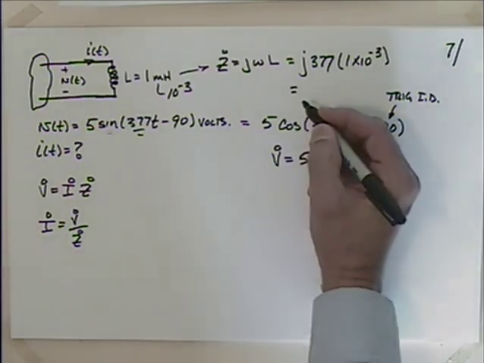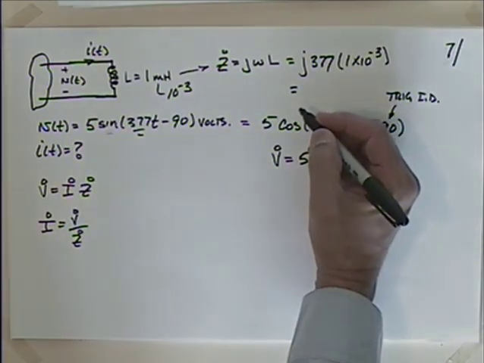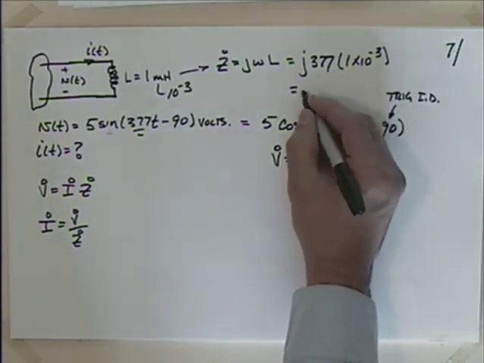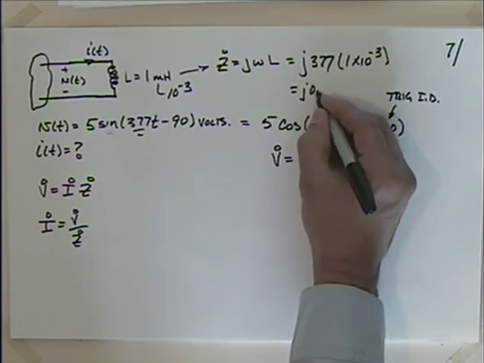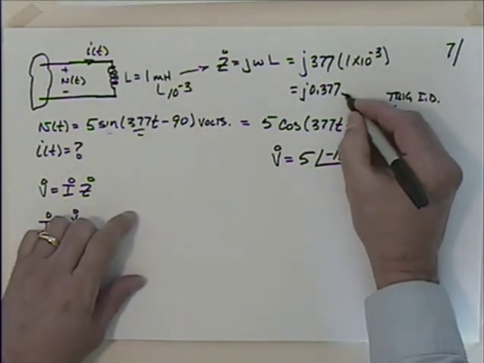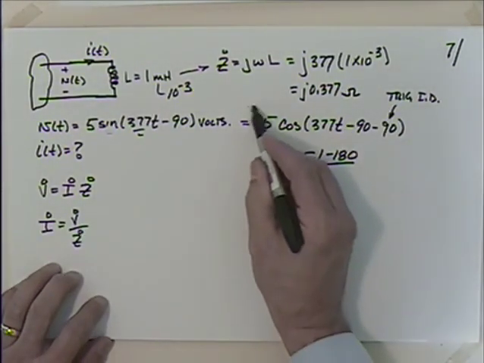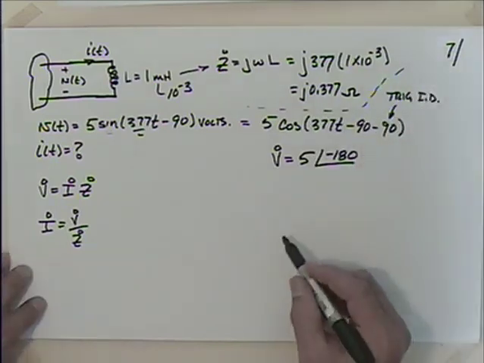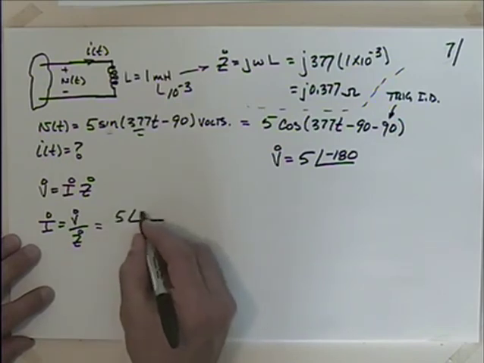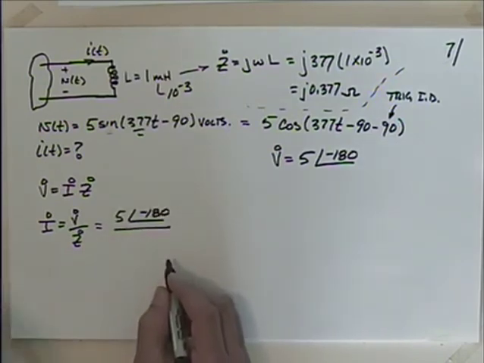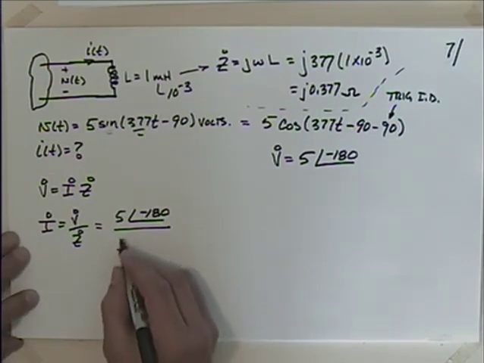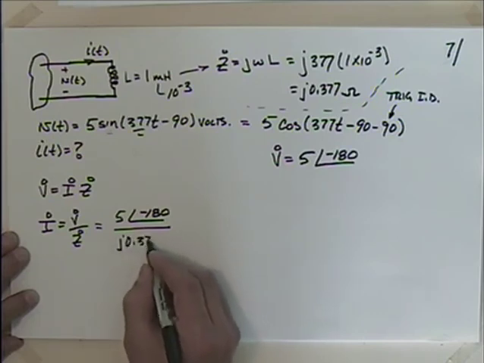So this turns out to be equal to, what is that? 1 times 10 to the minus 3 just is j at 0.377, isn't it? Okay, and that would actually be ohms. So I can use that now in here. I can say that my current I is going to be my voltage, which would be 5 at an angle of minus 180, divided by the impedance, which is j at 0.377.